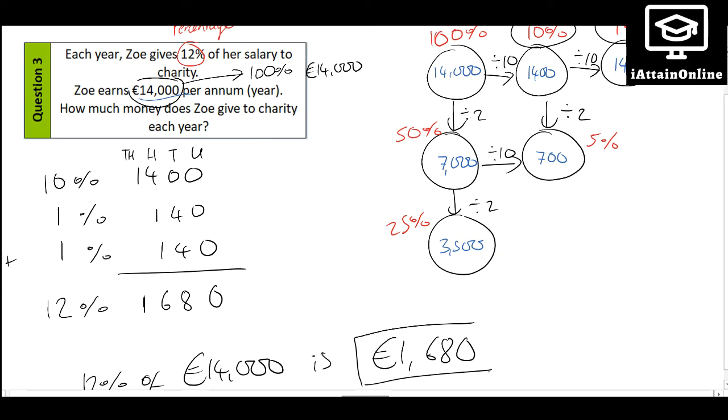That's 1,680. Be very careful with these worded questions, because sometimes this might say how much money does Zoe keep for herself or not give to charity. So you just need to be careful with those questions, because then you need to work out how much she gives to charity and then take that away from the original amount, the 14,000.